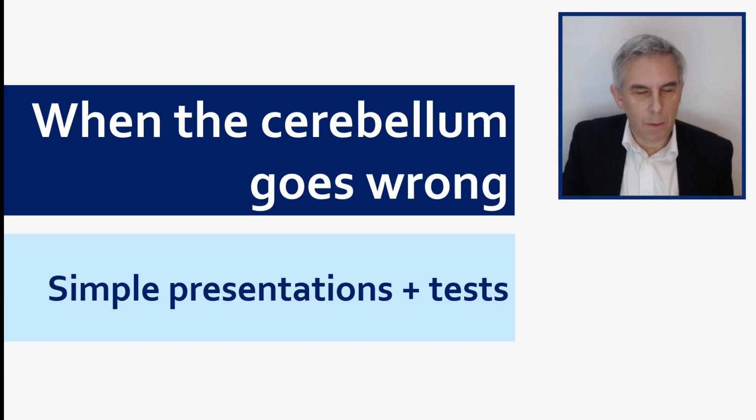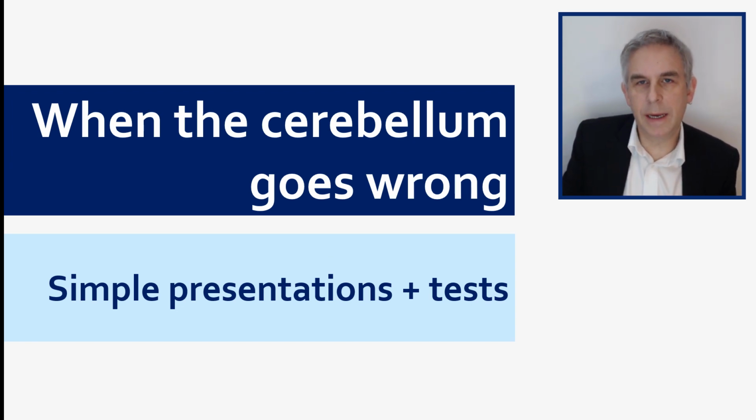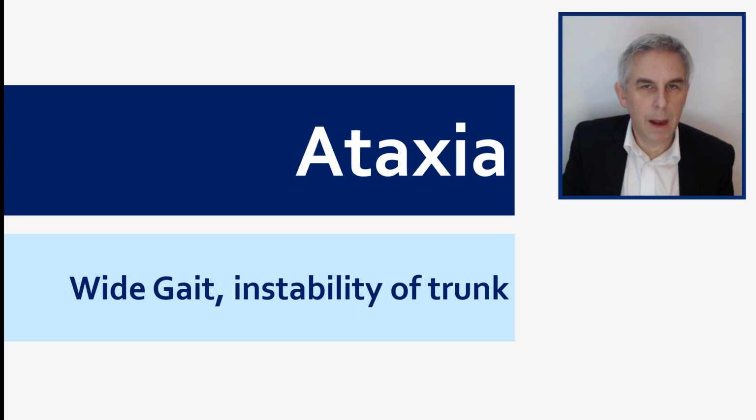Okay, so when the cerebellum goes wrong, here are three sorts of things that we might see. One is a common presentation of people who are seeking some sort of medical help, and the next two are things that we might look for when trying to see if somebody's cerebellum is working as we would hope. The major thing that cerebellar damage is associated with is ataxia.